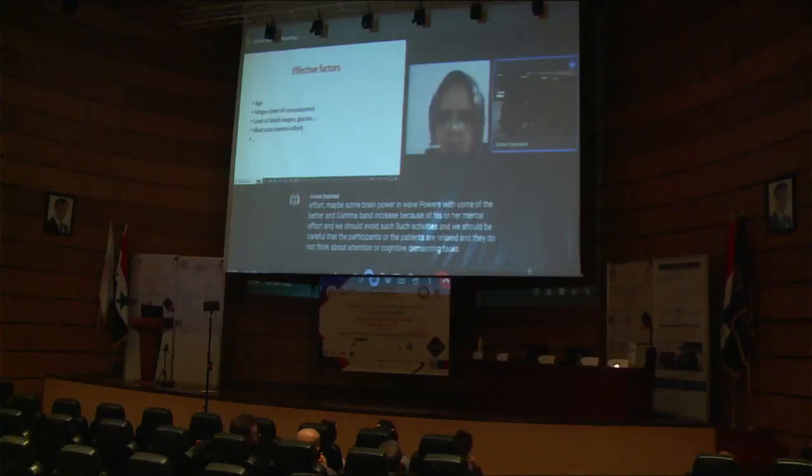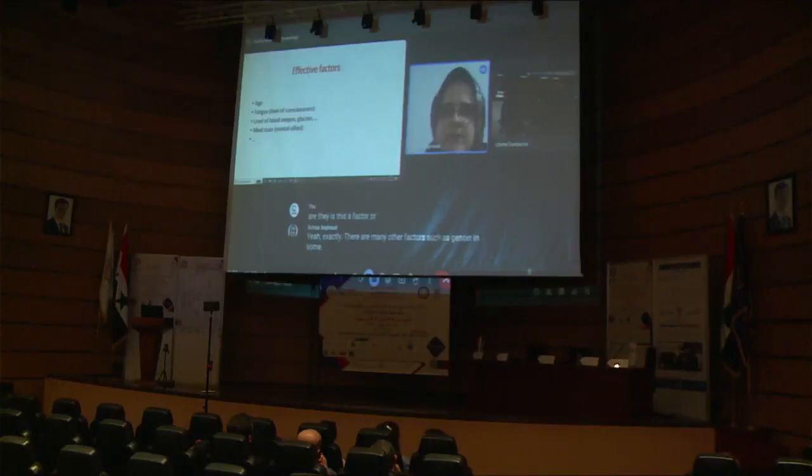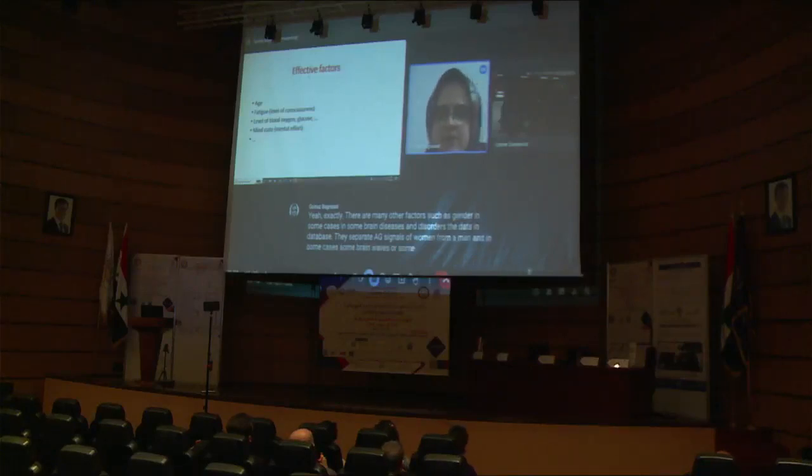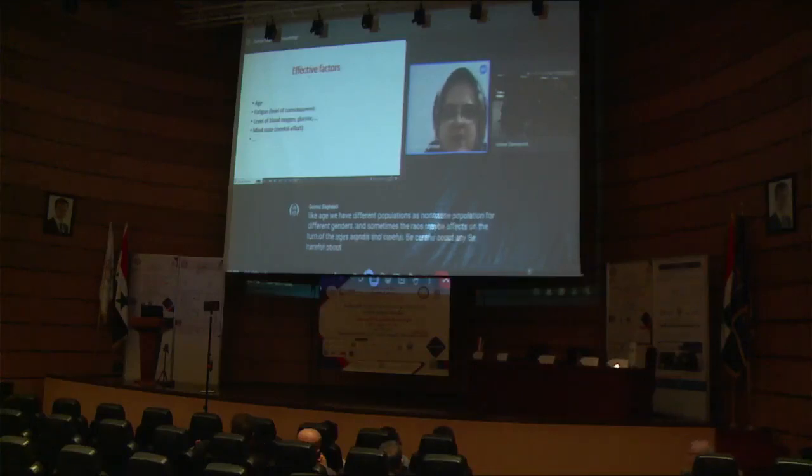What about gender, men and women? Is this a factor? Yeah, exactly. There are many other factors such as gender. In some brain diseases and disorders, the databases separate EEG signals of women from men, and in some cases, some brain waves or EEG features in women are different from men. Like age, we have different populations as normative populations for different genders, and sometimes race maybe affects the pattern of the EEG signals.